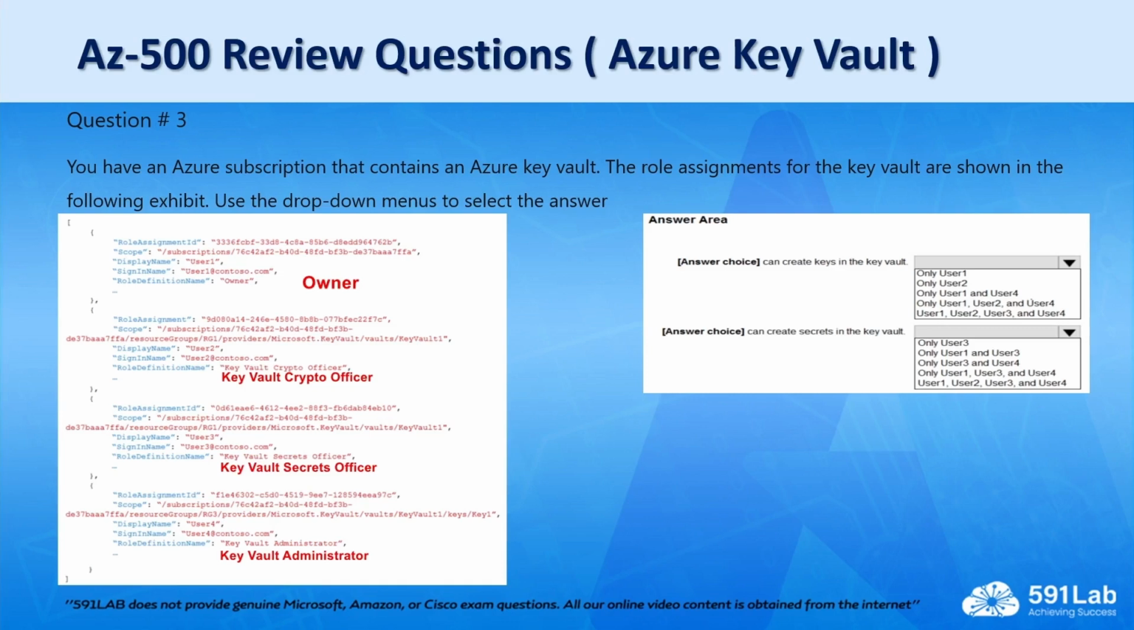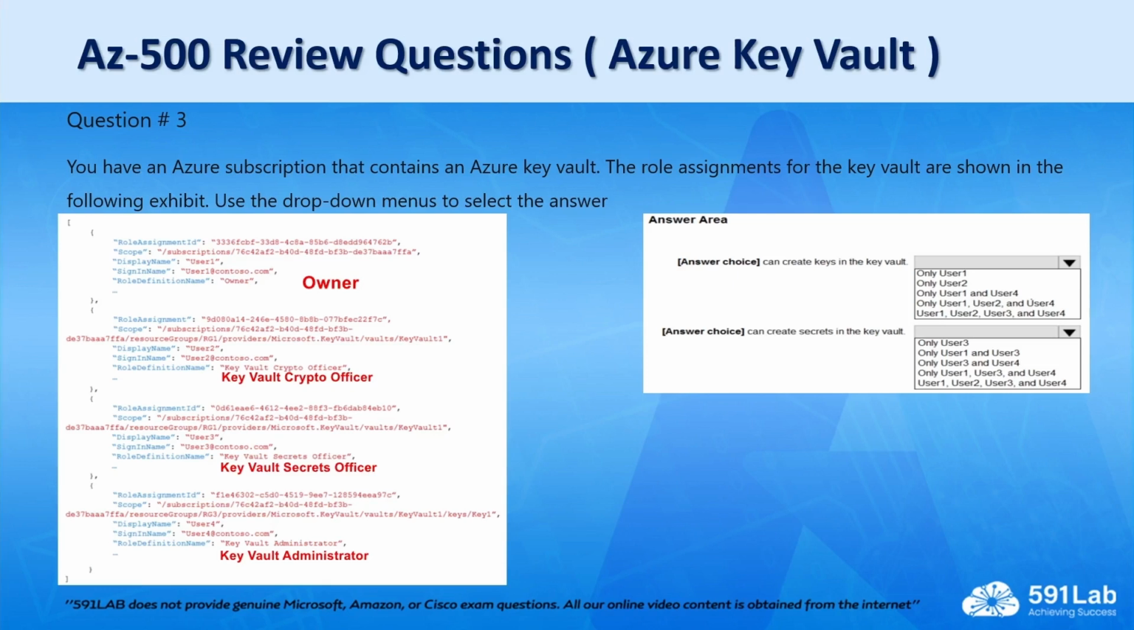Now let's try to find out another option. So we have only user 1 and user 4, but we also have Key Vault Crypto Officer and Key Vault Secret Officer. Crypto Officer is a role which deals with the keys inside the Key Vault. So the Key Vault Crypto Officer will also be able to create the keys. So for the first choice, the answer should be user 1, user 2, and user 4. Do we have any options? Yes, in the answer area, we have the option only user 1, 2, and 4. Good enough. Let's move to the next.